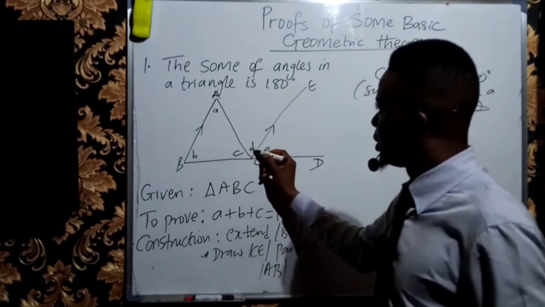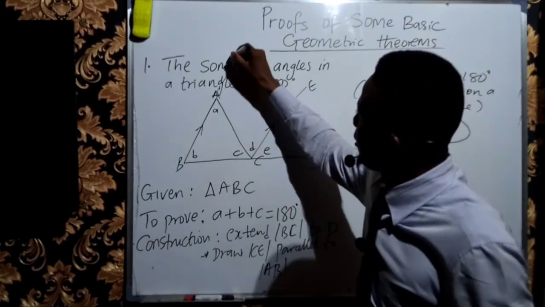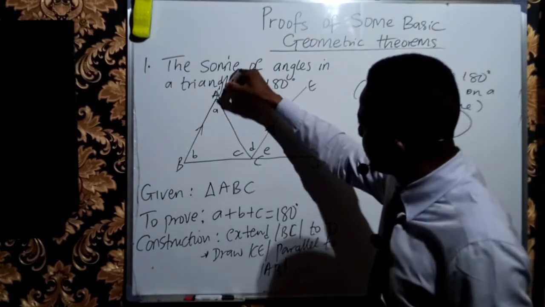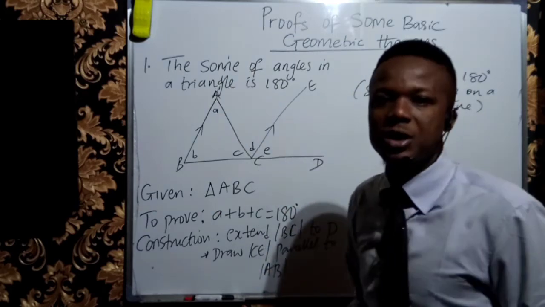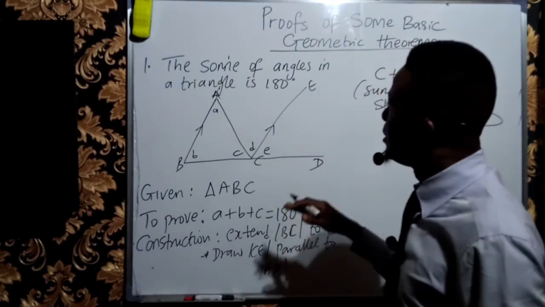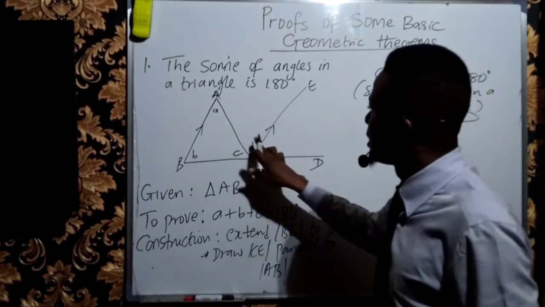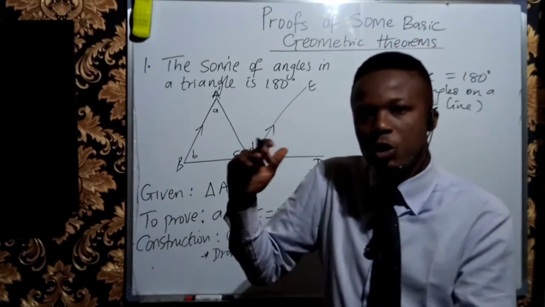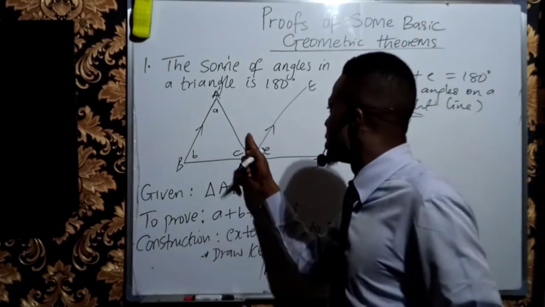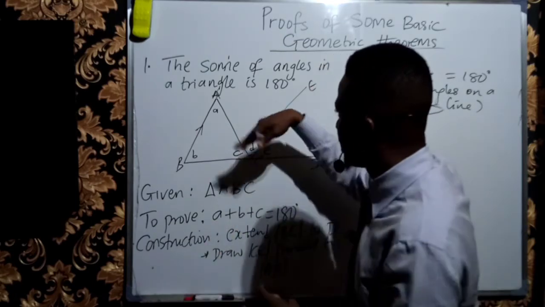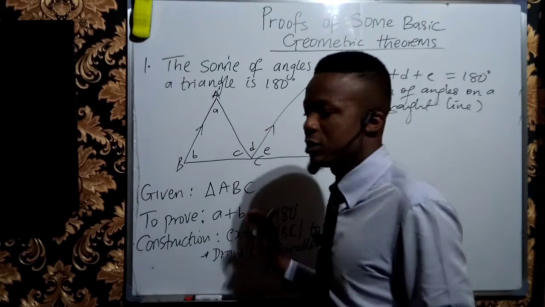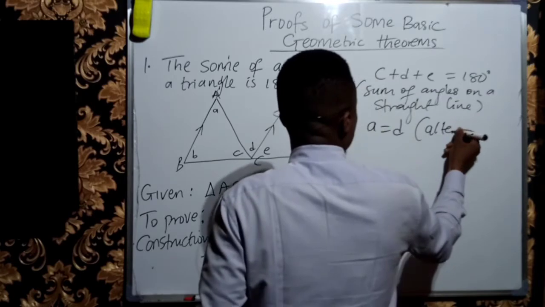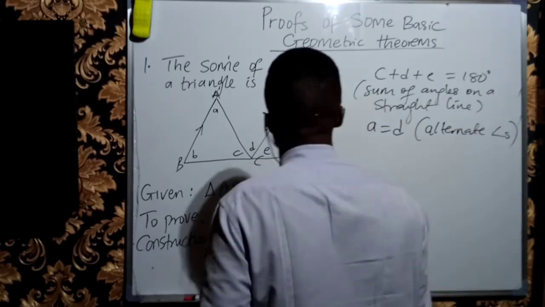Do you know that angle A and angle D are equal? They are equal because these are parallel lines. BA and CE are parallel lines, and this line cutting across two parallel lines is known as a transversal. So angle A and D are equal because they are alternate angles. Alternate angles are within the same region but on opposite sides of a transversal. Look at it, the Z-shaped angles are alternate. So I can write that angle A is equal to angle D. Reason: alternate angles are equal.